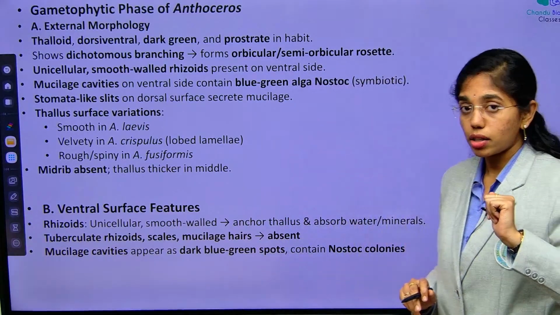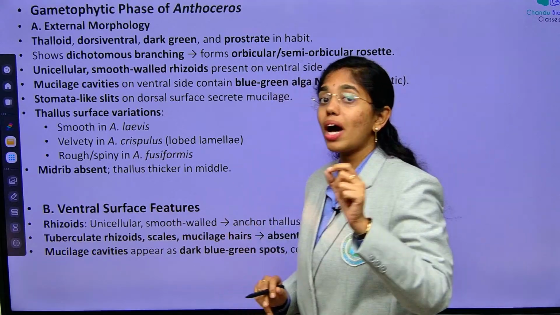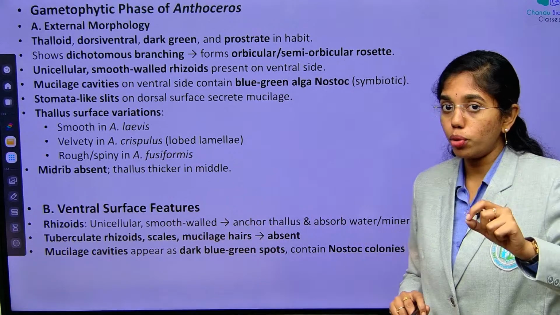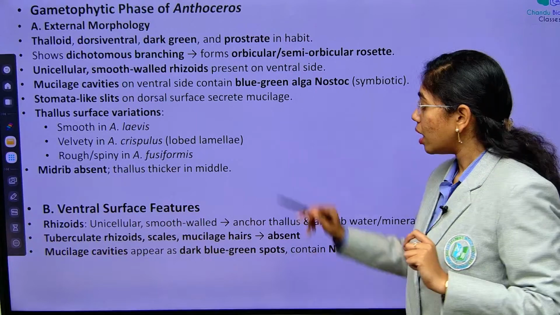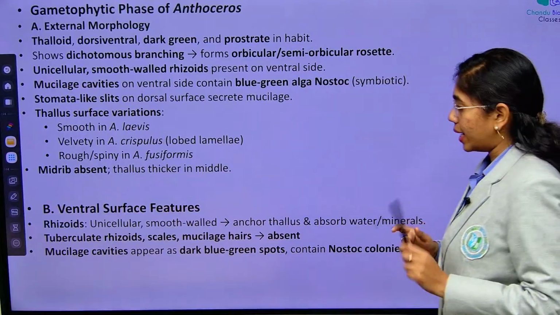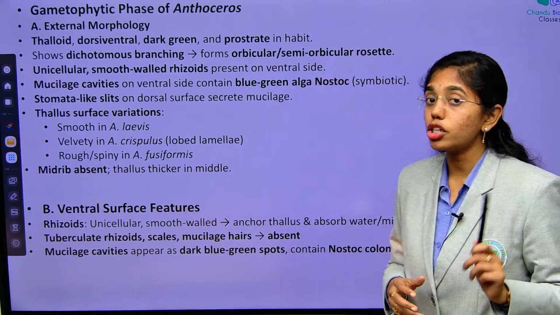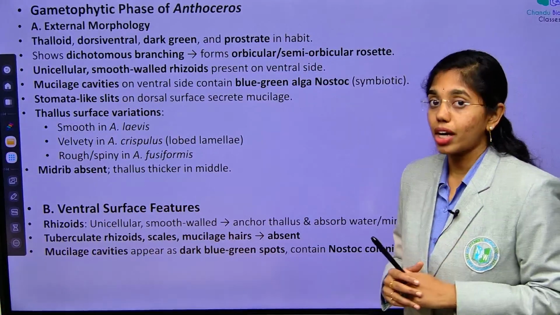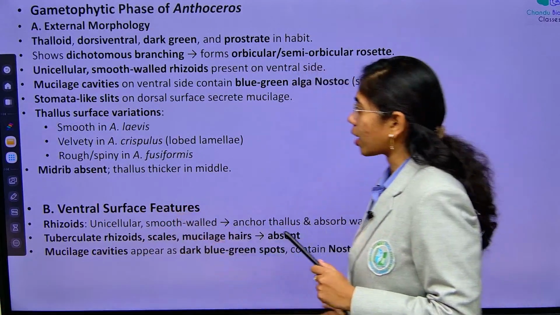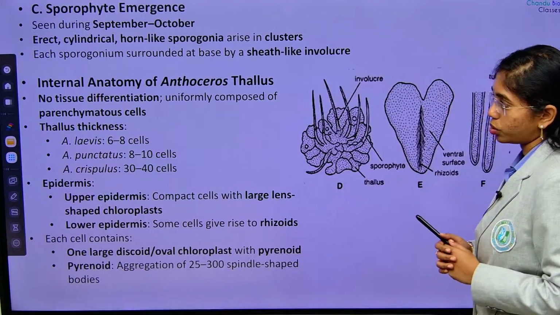So, remember the morphology of Anthoceros is dorsiventral and dichotomously branched, and on the dorsal surface you have stomata-like slits which secrete mucilage. On the ventral surface you have symbiotic associations of blue-green algae, that is Nostoc, present in the form of dark blue-green spots. One more thing to be highlighted is the rhizoids present on the ventral side. What type of rhizoids are present? Tuberculated rhizoids with scales. This is important from this slide about the morphology of Anthoceros.